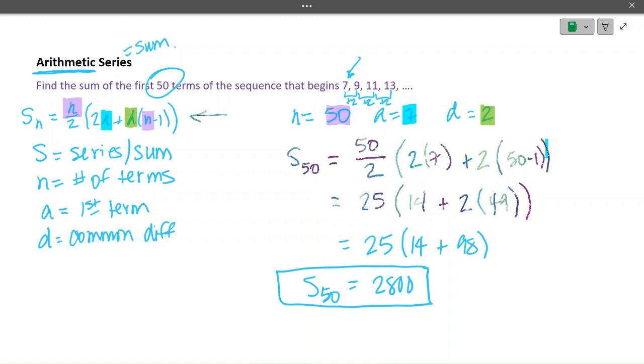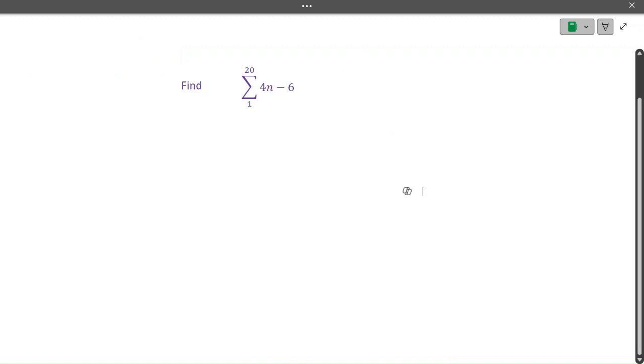Let's look at how we would do one that is written in sigma notation. All right, sigma notation. If you've watched my videos, you know that I talk a lot about how math people don't like to write a ton. So enter a new notation, sigma notation.